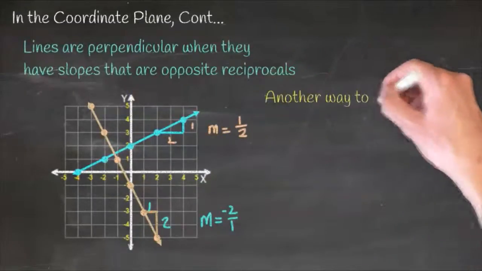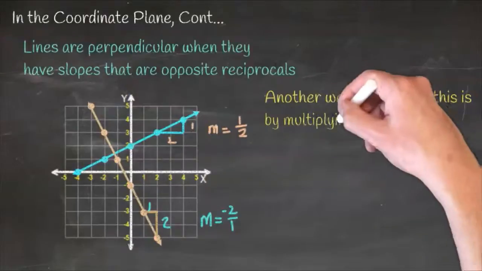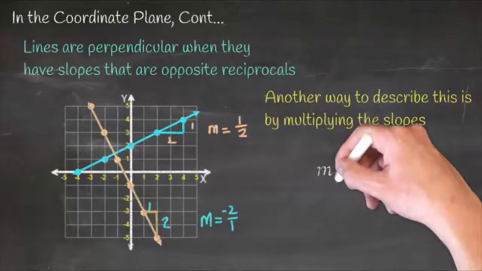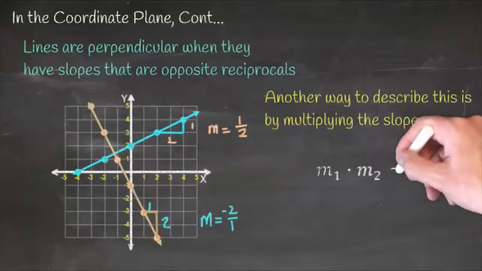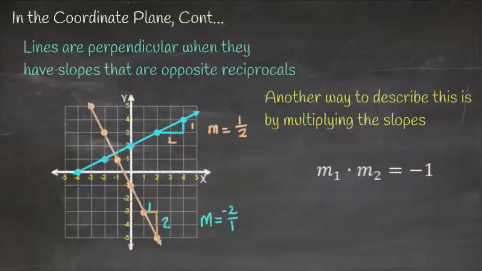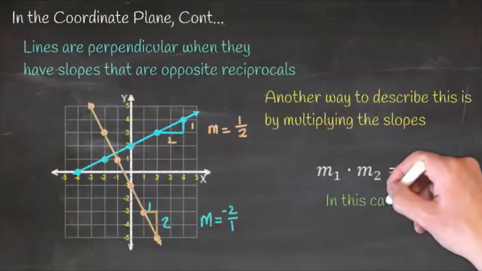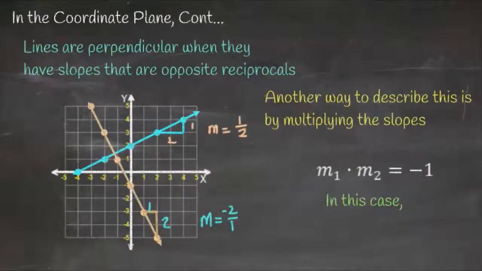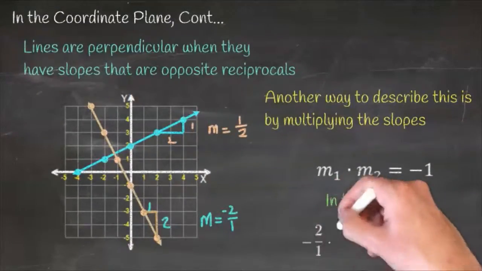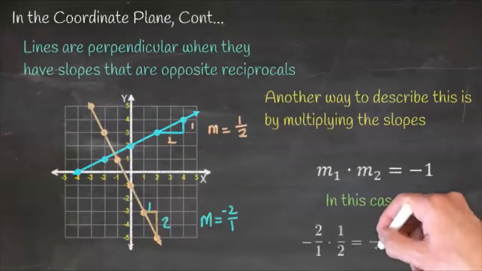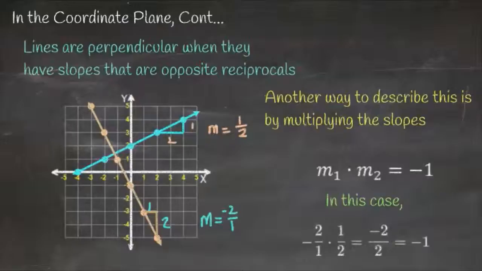Now, another way that we can describe this is by focusing on the product of slopes. If the lines have slopes that have a product of -1, in other words, we multiply the slope from the first line and the slope from the second line and we get -1, then we know that the lines are perpendicular. If we take a look at our example again, the bluish line has a slope of 1/2. The orangish line has a slope of -2. So if we multiply those, we get -2/2, which when we reduce becomes -1. And that's the best way to determine if lines are perpendicular.